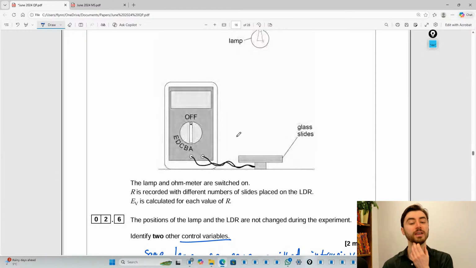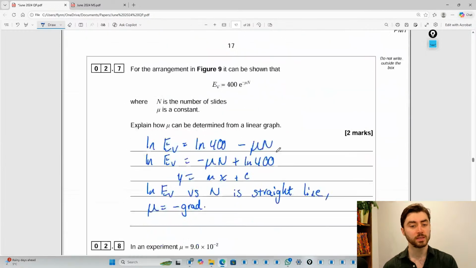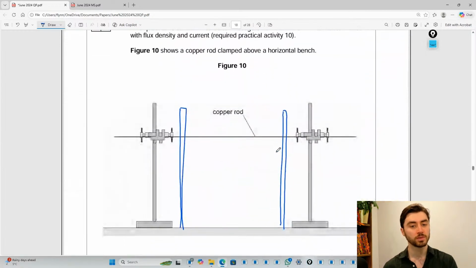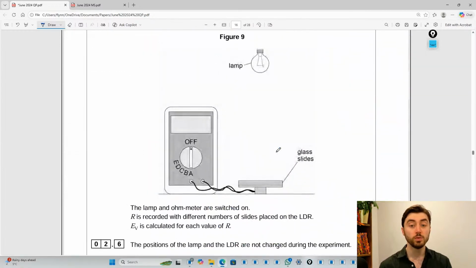You can have the initial intensity by putting no glass slides on. That would be a perfectly valid way to do this. And in fact, you can see that they do. Oh no, they don't show you a graph on this. But you're right, you would do it for n equals 0, and then keep on adding more glass slides, and then measure the resistances at all of those levels. And as you add more glass slides, the intensity making it through decreases, so the resistance you would expect to go up.